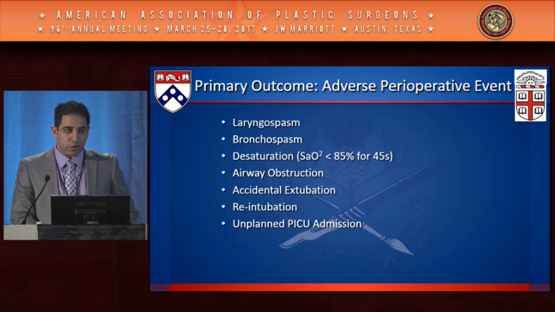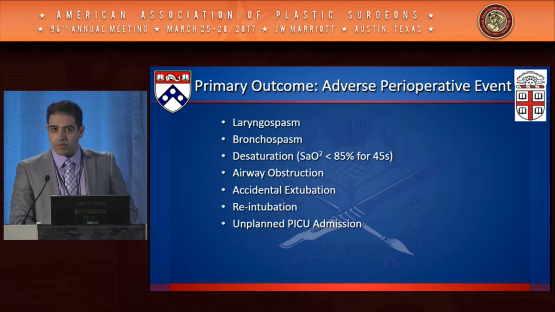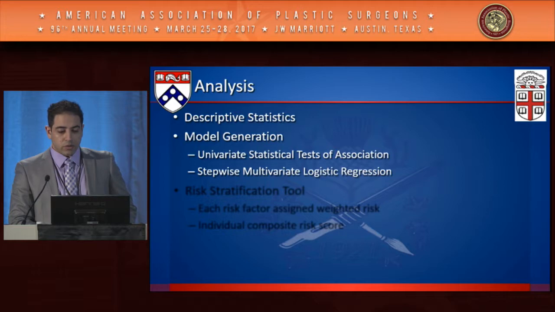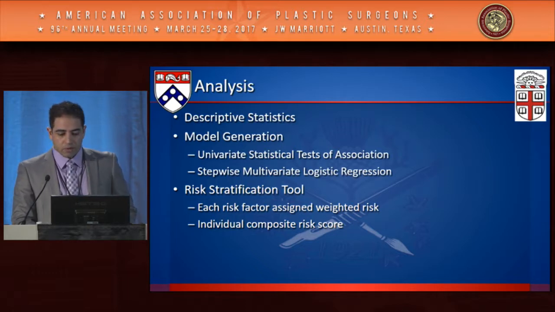The primary outcome was adverse perioperative events, which included laryngospasm, bronchospasm, desaturation to below 85% for 45 seconds or longer, airway obstruction, accidental extubation or need for reintubation, and unplanned ICU admission. We performed basic summary statistics of each factor. We then, to create the model, took factors that were significant in univariate tests of association, entered them into a stepwise multivariate logistic regression. Those factors that remained in the regression in the end were used to create the risk stratification tool, in which each factor was assigned a weighted risk score, and then each individual a composite risk score based on their individual risk profile.